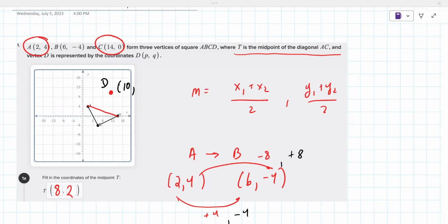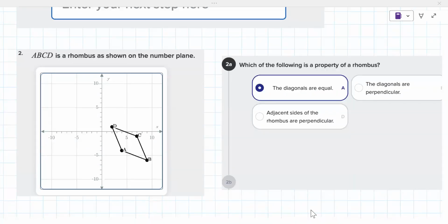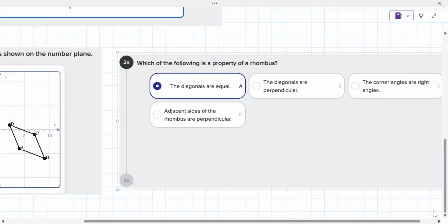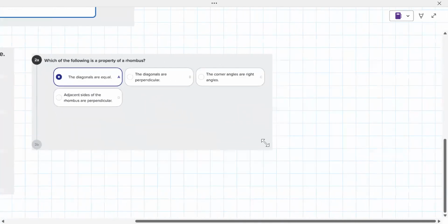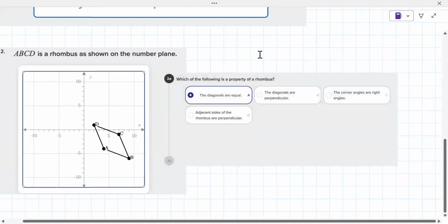So here's question number 2. Let me put the first part of the problem. 2A. There we go. And then ABCD is a rhombus as shown. Which of the following is a property of a rhombus?